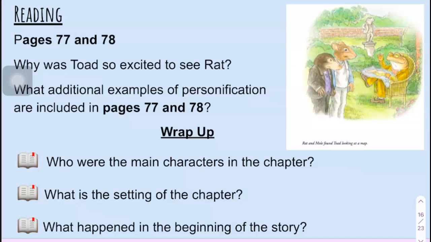So now let's talk about our characters, setting, and the plot. Who are the main characters in this chapter? If you said Rat, Mole, and Toad, you're correct. What is the setting of the chapter? This might be a little harder. The answer is the English countryside. If you said on the river or at Toad's house, that's okay too. And what happened at the beginning of this chapter? Rat and Mole went to Toad's house.